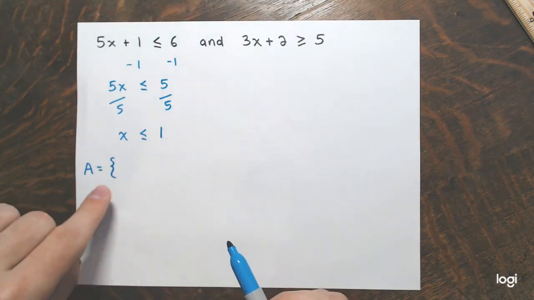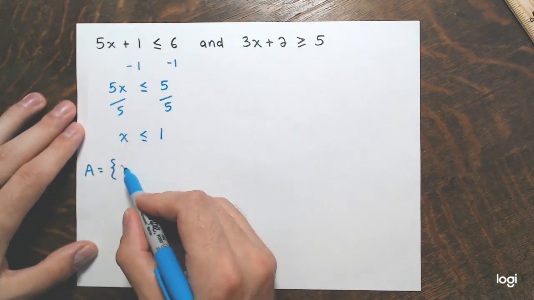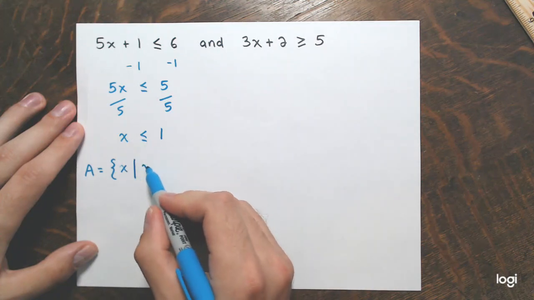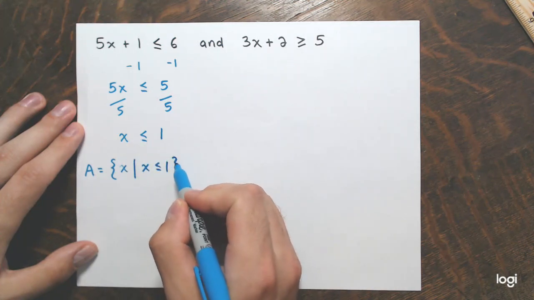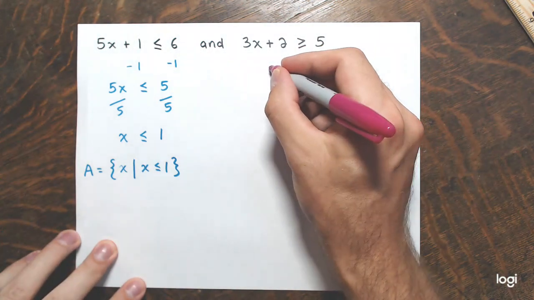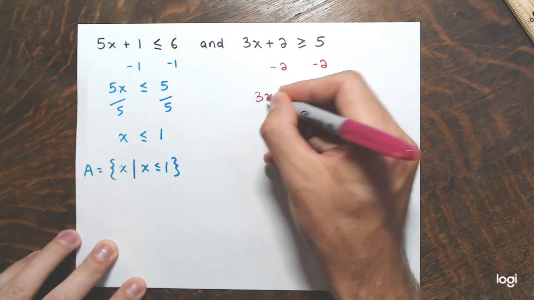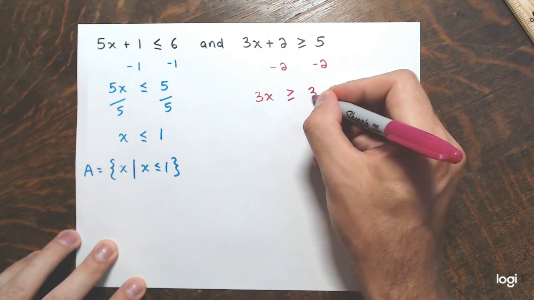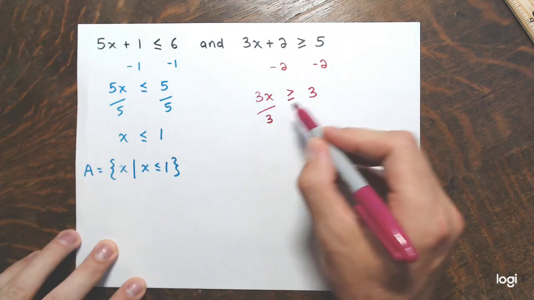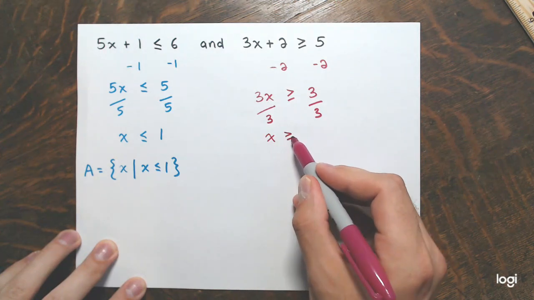Again, I'm going to call this set A just like I have been. Set A is the set of all the solutions of this first inequality. It's all the numbers x such that x is less than or equal to positive 1. Okay. And then I've got this set, right? So I want to find the set of solutions to the second inequality. So first I'd be subtracting 2, leaving me with 3x on the left is greater than or equal to 3 on the right. Then I'd be dividing both sides by positive 3, so I'm left with x is greater than or equal to 1.